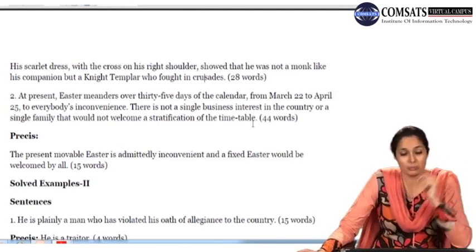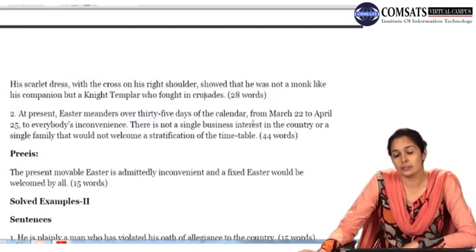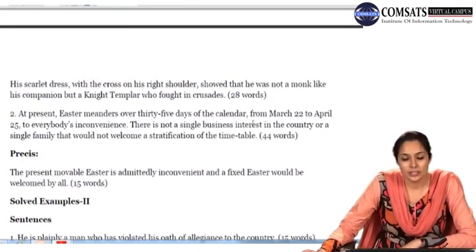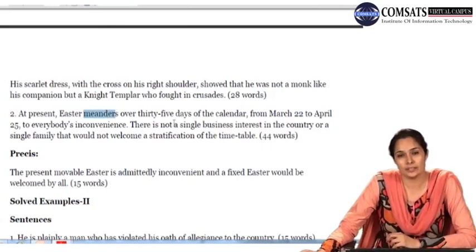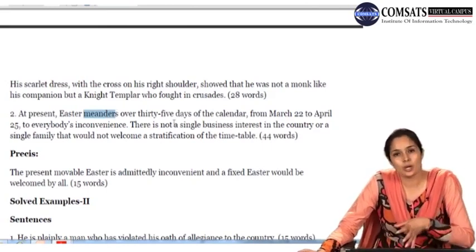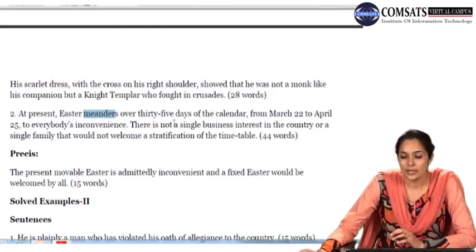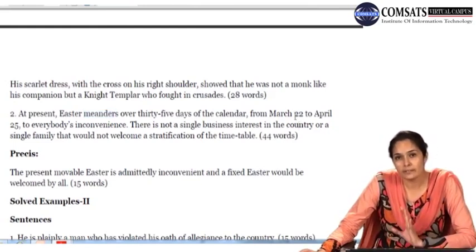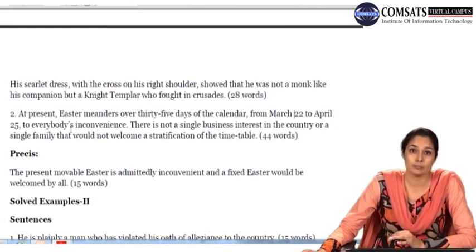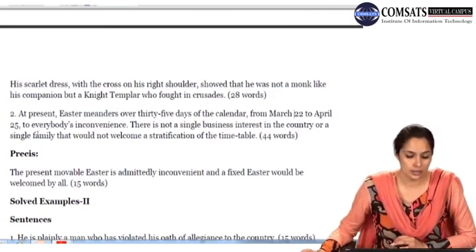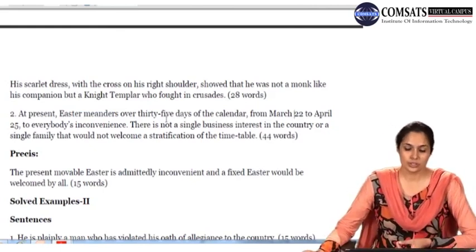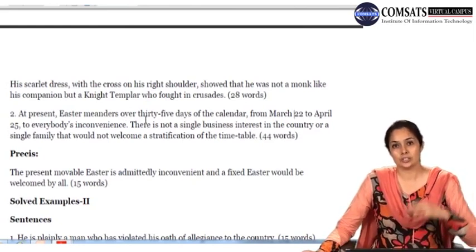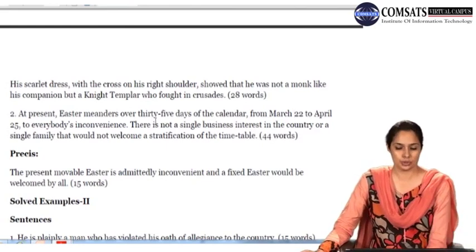44 वर्ड्स का पैसेज है जो हमें ये बता रहा है कि क्रिश्चियन कैलेंडर में ईस्टर मियांडर्स और मूव्स ओवर 35 डेज ऑफ द कैलेंडर. ईस्टर किस दिन होगा वो डिसाइड करना मुश्किल होता है, एंड उसके होने का दिन शुरू होता है मार्च 22 से 25 अप्रैल तक. ऑलमोस्ट 35 डेज होते हैं जिसमें से किसी एक दिन पे ईस्टर होना है. तो इट इज़ टोटली इनकन्वीनियंट फॉर पीपल जिन्होंने छुट्टी लेनी है या जिन्होंने किसी एक जगह से दूसरी जगह जाना है, उनके लिए बहुत मुश्किल होता है.